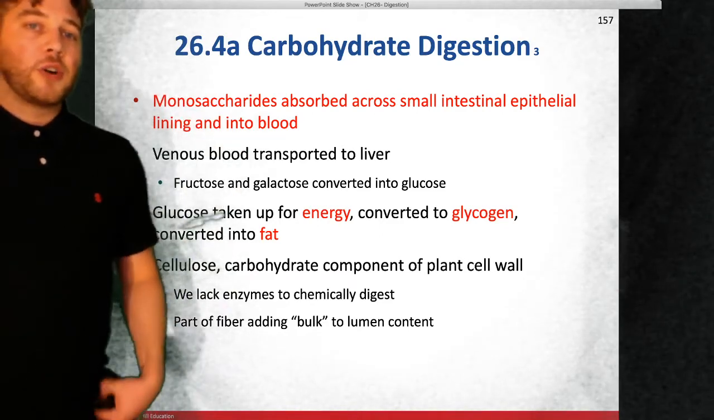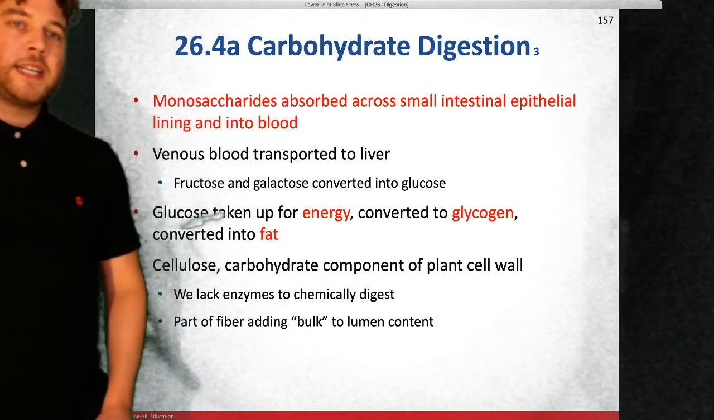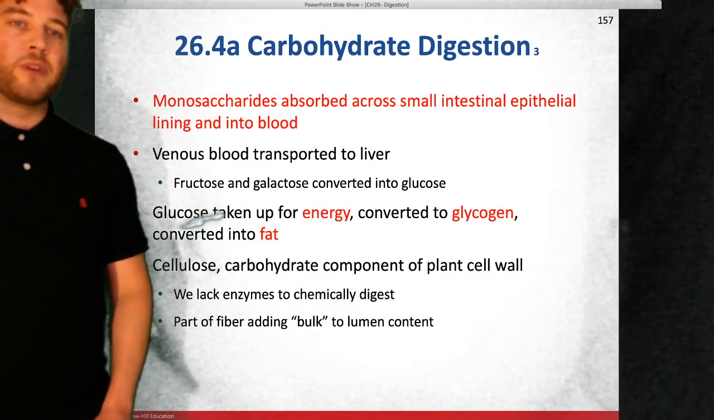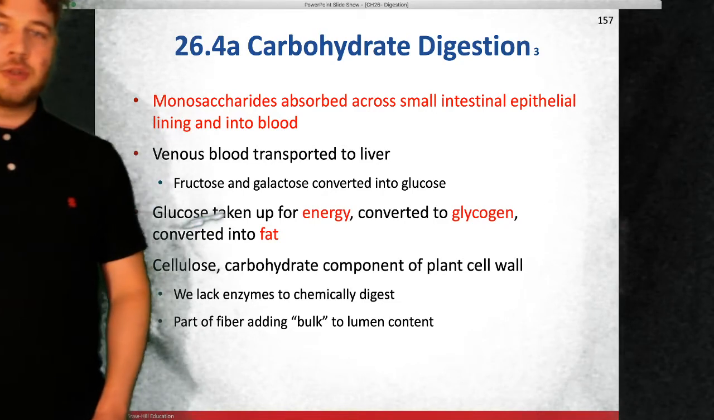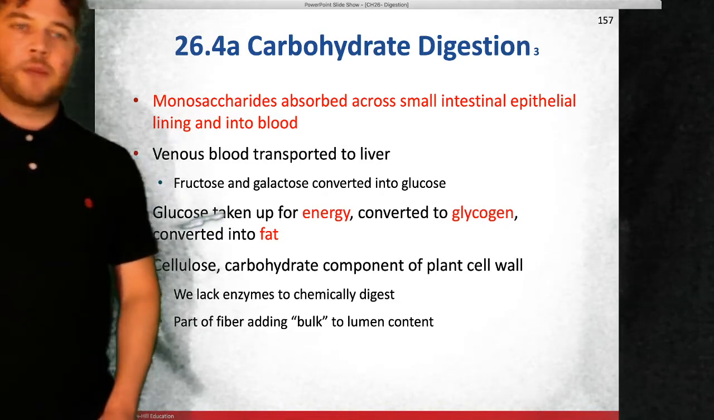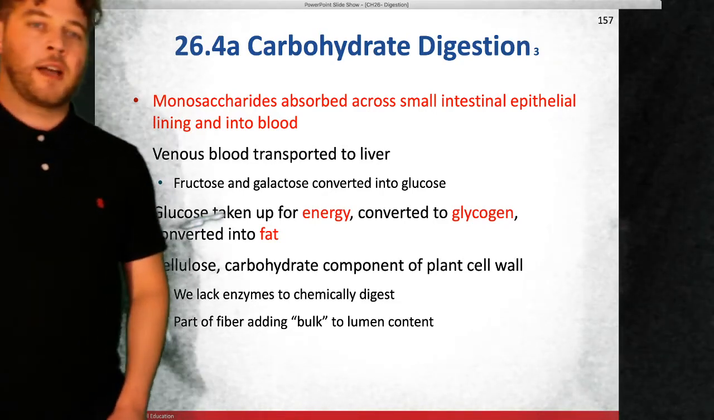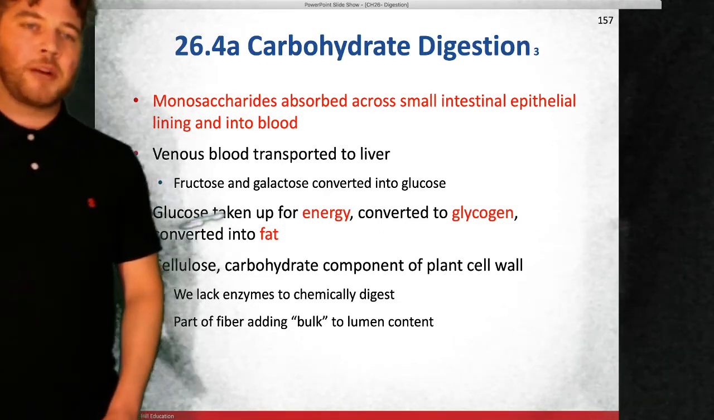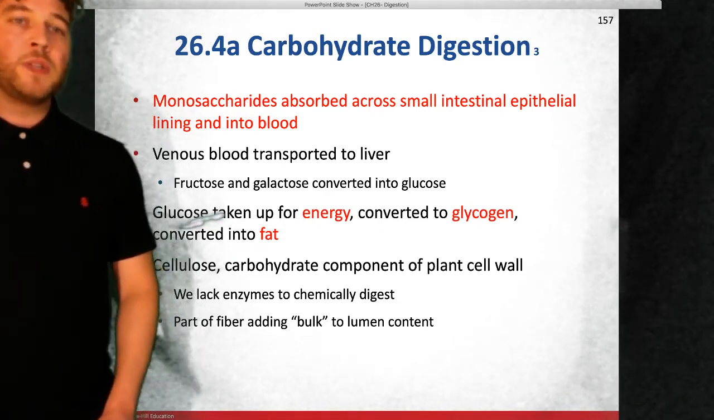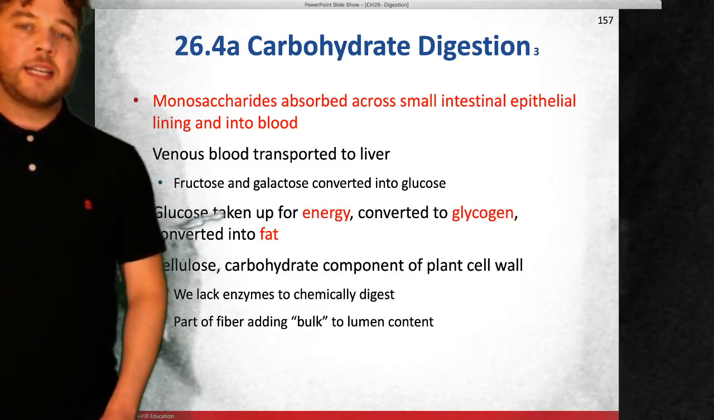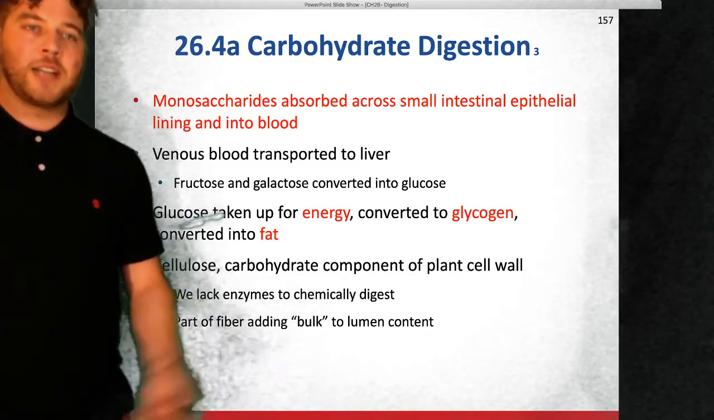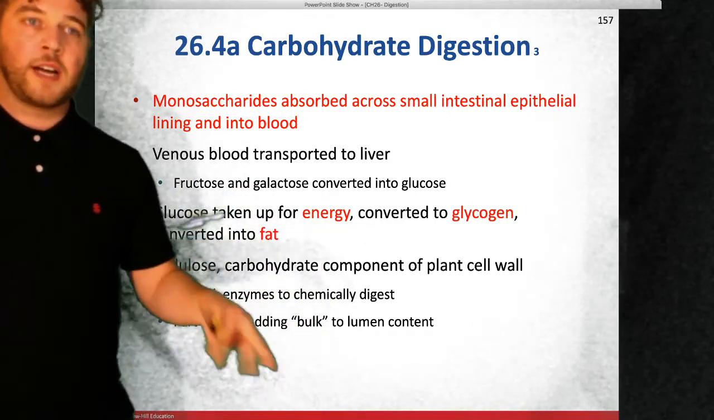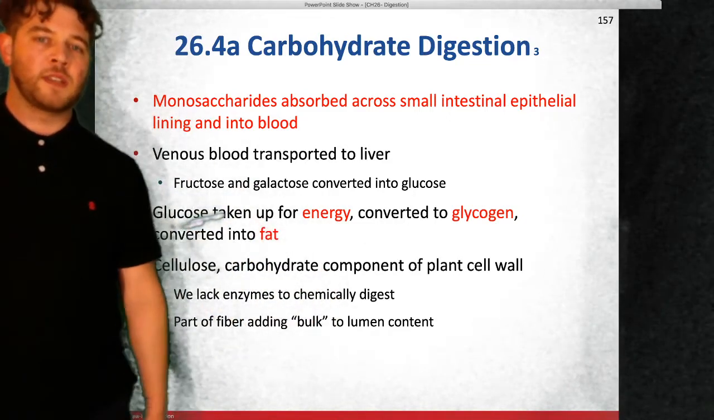Monosaccharides are absorbed across the intestinal epithelial lining and into the blood. Venous transport takes them to the liver, where fructose and galactose are converted into glucose. Glucose is taken up for energy, converted to glycogen, or converted into fat. Cellulose, the carbohydrate component of a plant cell wall, we do not have the enzymes to digest, so it gets added to the bulk content in our lumen, kind of helping to move that fibery bulk, moving stuff along.